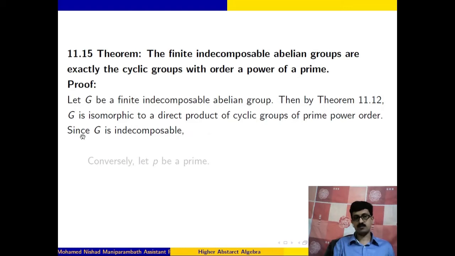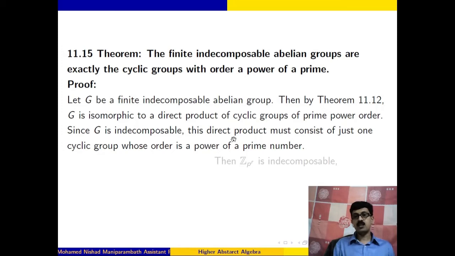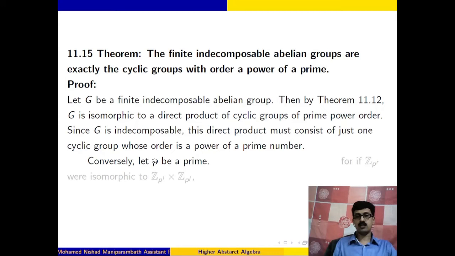But here we are given a finite indecomposable abelian group. G is indecomposable. Since G is indecomposable, it cannot be written as the direct product of proper subgroups. So the direct product must consist of just one cyclic group, whose order should be a power of a prime. The order is always a power of a prime number. That is why we can say that it should contain only some Z_{pi}^{ri}.